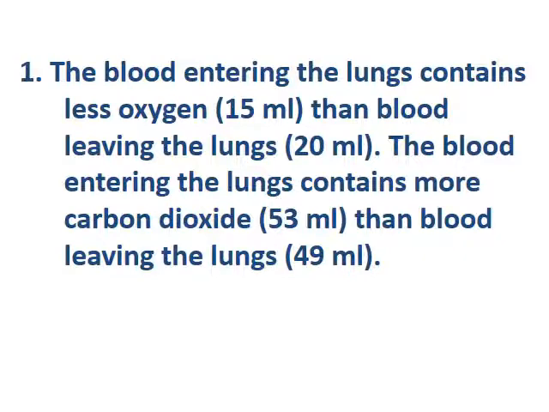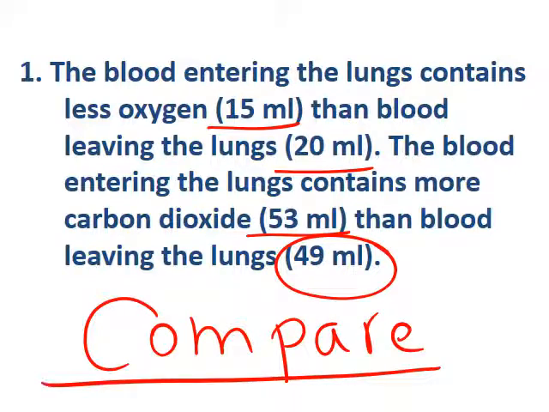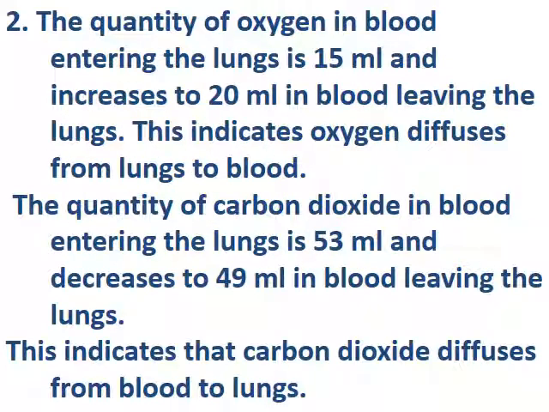The blood entering the lungs contains less oxygen, 15 milliliter, than the blood leaving. If you see here, I'm using values, so you have to use values. The blood entering the lungs contains more carbon dioxide, 53 milliliter, than the blood leaving the lungs, which is 49 milliliter. This is what's known as comparing. This is how we compare a table.